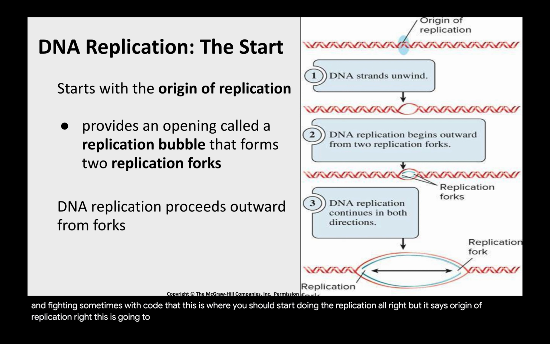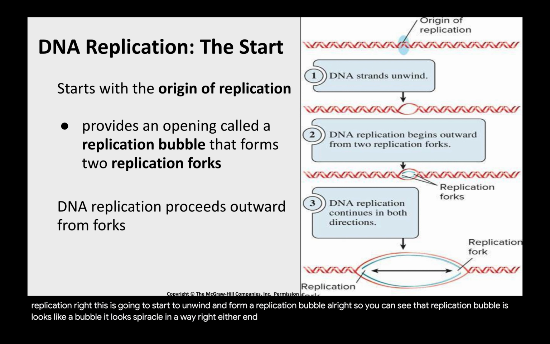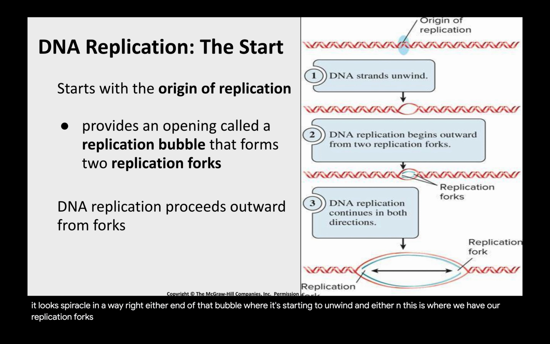This is going to start to unwind and form a replication bubble. So you can see that replication bubble, it looks like a bubble, it looks spherical in a way. And then at either end of that bubble, where it's starting to unwind on either end, this is where we have our replication forks. And this is where DNA replication is actively taking place.